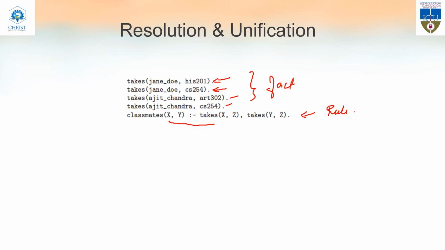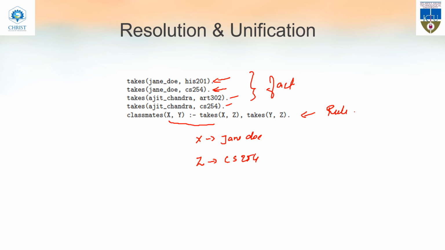Now let's consider that for this, X is Jindo, and let S be CS254. Let H be Jindo and S be 254.